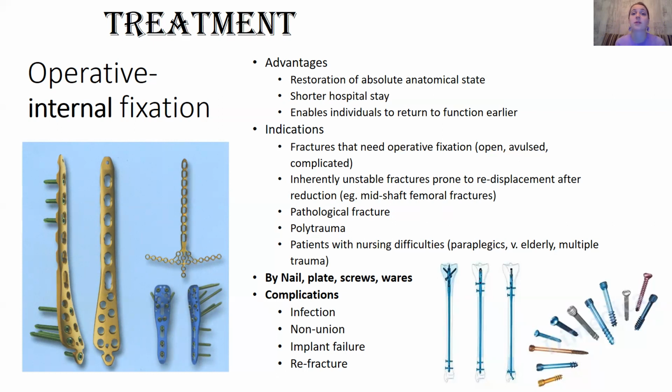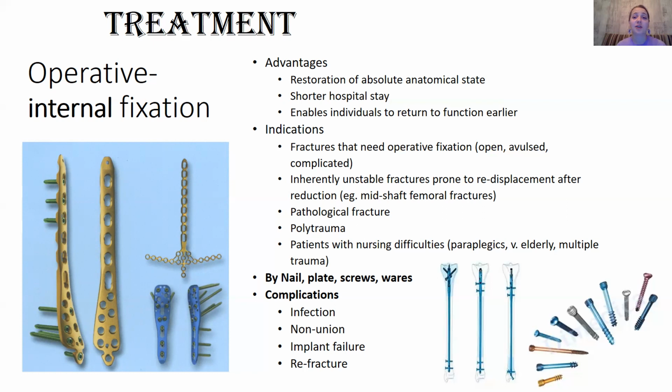What are the devices for operative treatment? We use nails. You can see on this scheme. We use plates. There are many various kinds of plates. They are so beautiful. We can see the wires and screws. So these are our devices. It's our toys.